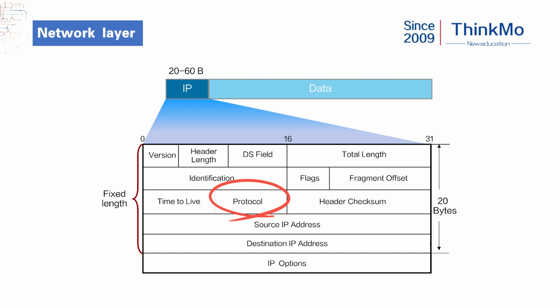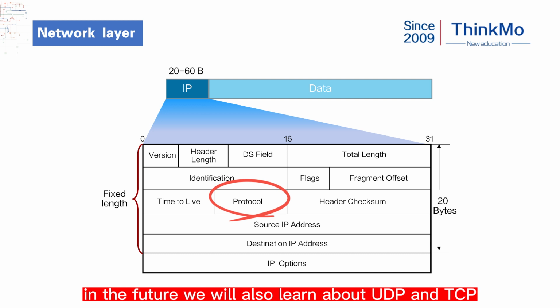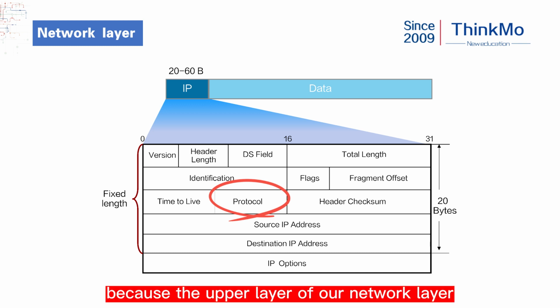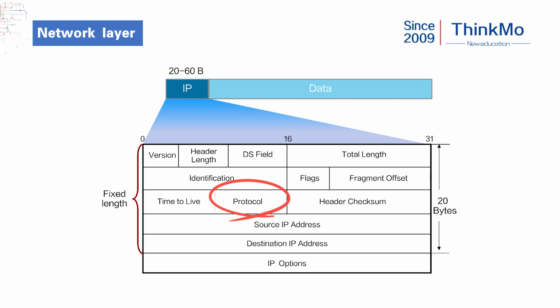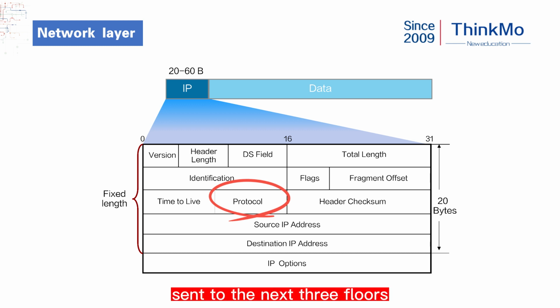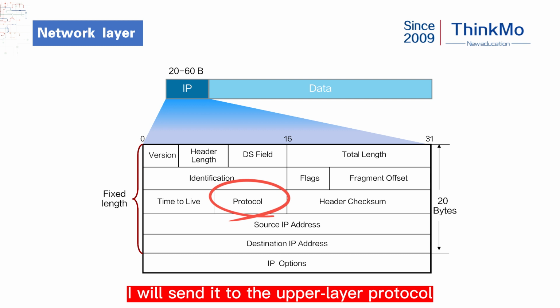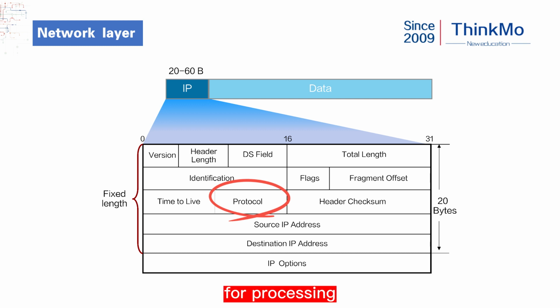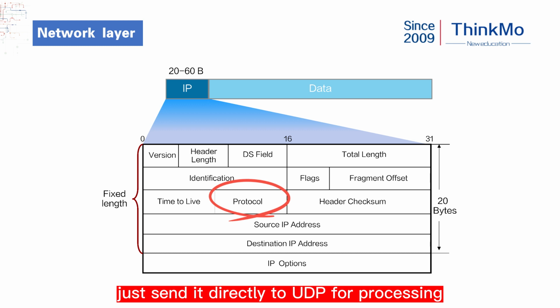This is the protocol. In the future we will also learn about UDP and TCP, because the upper layer of our network layer is the encapsulation of the transport layer. The 2 major protocols of the transport layer: if it is TCP, here is 6. If UDP, here is 17. If you fill in 17, it means that my upper layer is using the UDP protocol, sent to the next 3 layers. After dismantling, I will send it to the upper layer protocol for processing, just send it directly to UDP for processing.